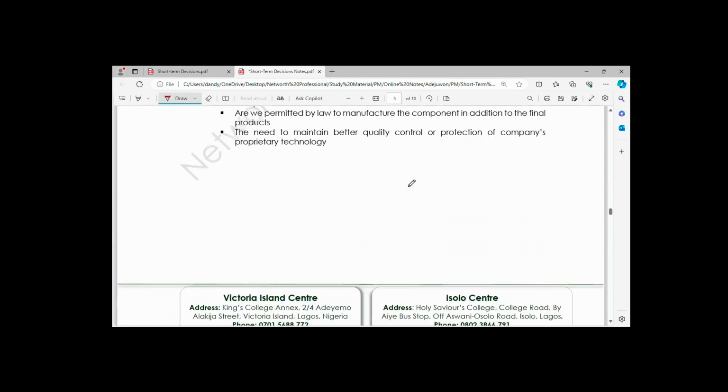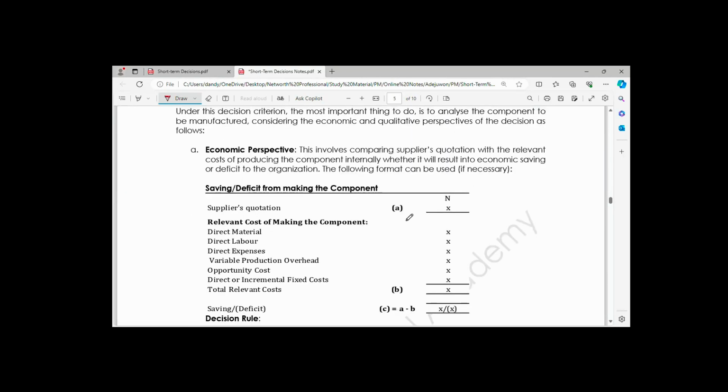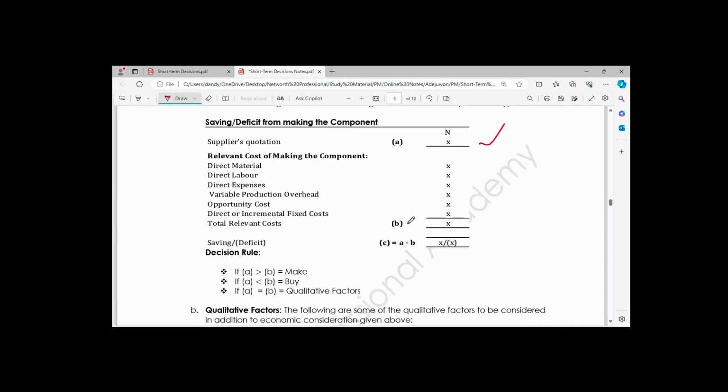No, you see, in this place, this is the supplier's quotation versus the relevant cost of making. If the two of them are equal, the company can either make or buy the components, depending on other qualitative factors. So what this means is that it all depends on the factors that are available for the company to consider, so it is just an option. It's the company that will take a position. Management will take a position on what to do.